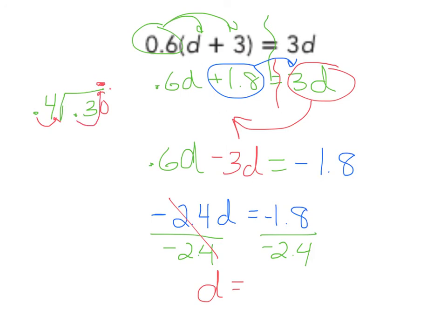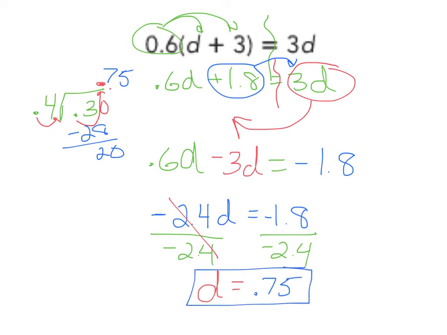Okay. So 4 does not go into 3, but 4 goes into 30 7 times without going over. Subtract. We get a 2, bring down a 0, and 4 goes into 20 5 times, so 0.75 is going to be your answer. And we leave our answer as a decimal because the problem itself was using decimals.